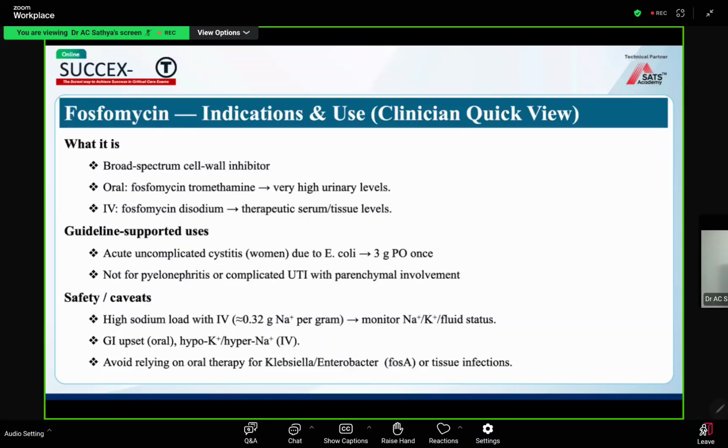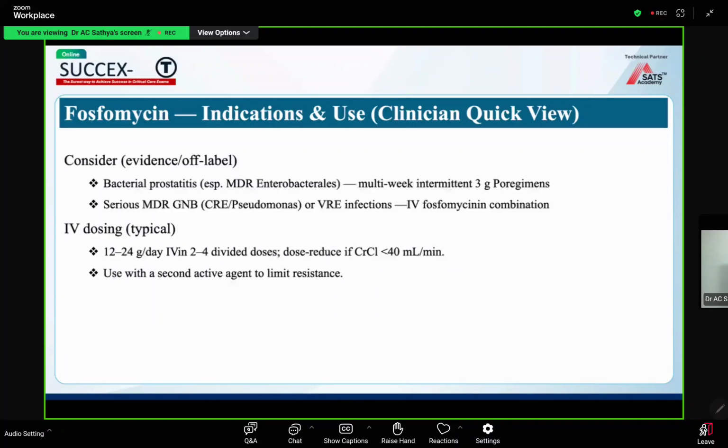The most important caveats with fosfomycin use is that you'll have to be careful about your sodium levels. You may have GI upset. And we have to avoid relying on oral therapy with fosfomycin when you have a Klebsiella or Enterobacter or tissue infections. So as I said, off-label use can be considered for serious MDR infections in combination with other drugs. The usual IV dosing is 12 to 24 grams per day in 2 to 4 divided doses.